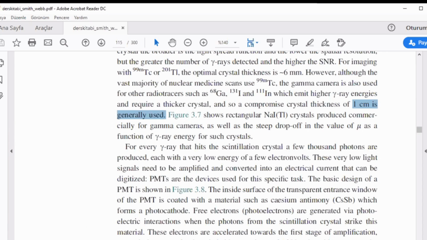There also exist 12 millimeter crystals, but you can imagine those do have big blurring compared to these two. They are produced commercially for gamma cameras, with a steep drop-off in the value as a function of thickness for such crystals, etc. Okay, so enough for the crystal.